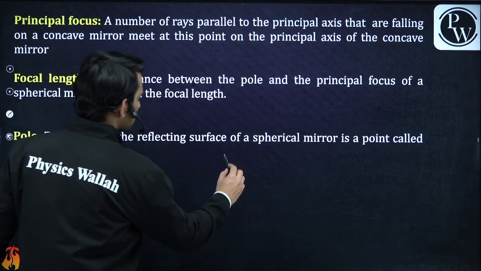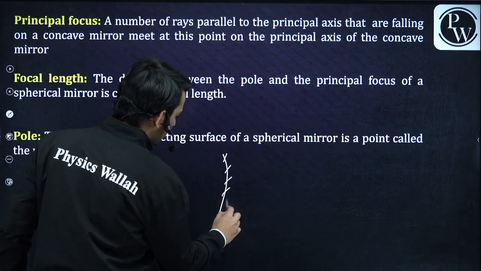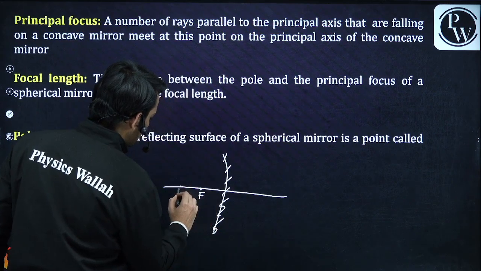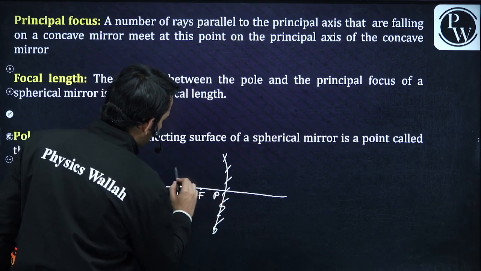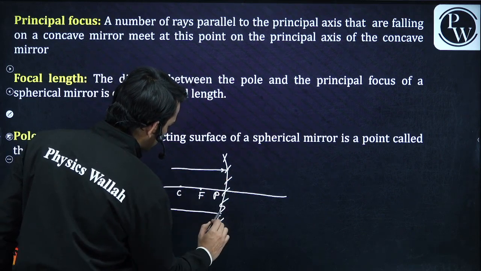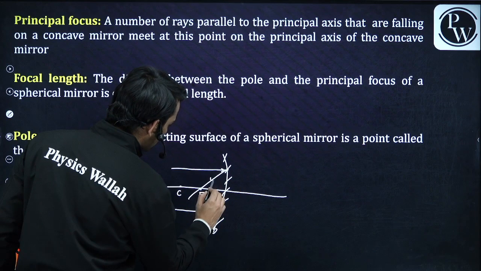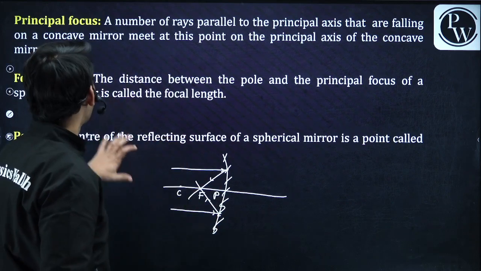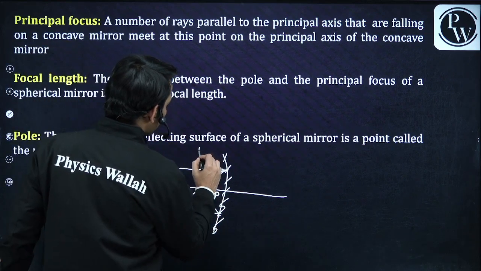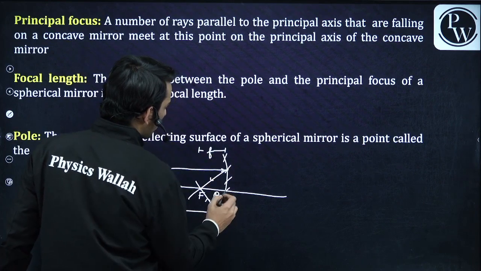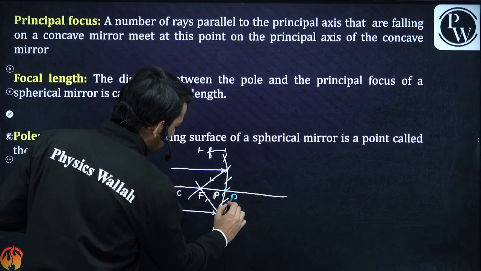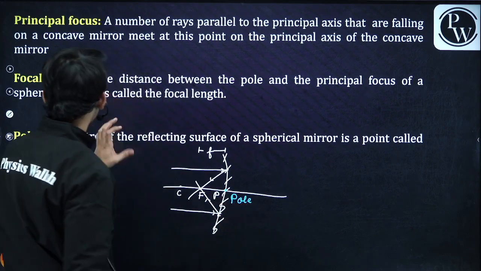Next is the principal focus. Guys, principal focus means, let's say if I take any concave mirror, and this is the focus, this is the center of curvature, this is the pole. A number of rays coming parallel to the principal axis converge to the focus after reflection from the mirror. This point is called the principal focus, right? What is focal length? The distance of the focus from the pole is the focal length, and the pole is the center part of the mirror. The center part of the reflecting surface is called the pole.